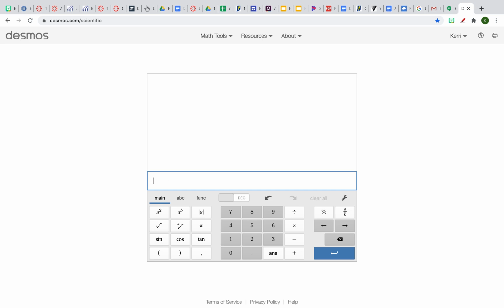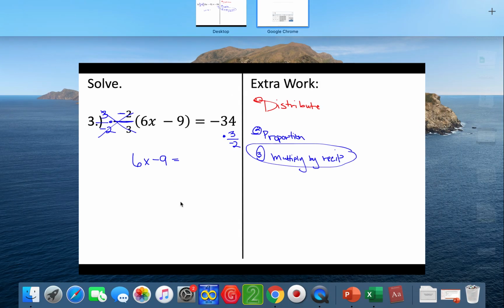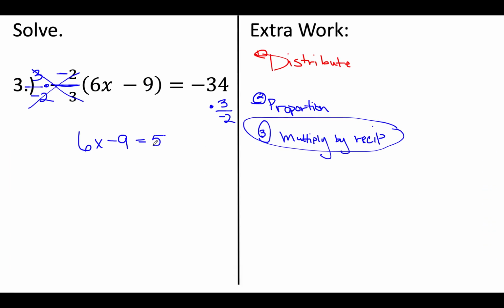So negative 34 times 3 over negative 2. Then it's 51. Okay, 51.